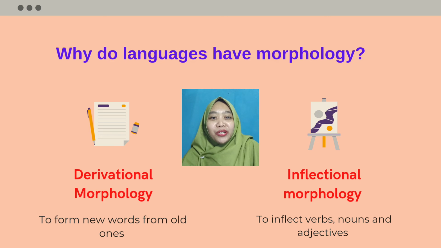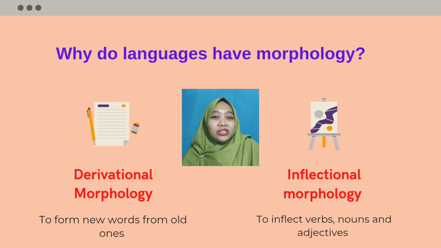We can imagine what it would be like if we needed to invent a wholly new word to express every single new concept. For example, we could not create beautiful, beautifully, beautification, beautify, and so on if we didn't have morphology.